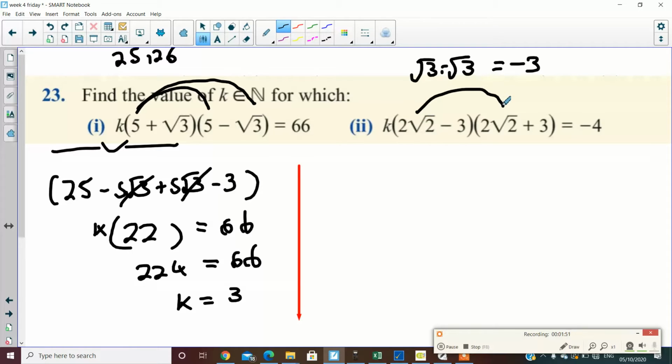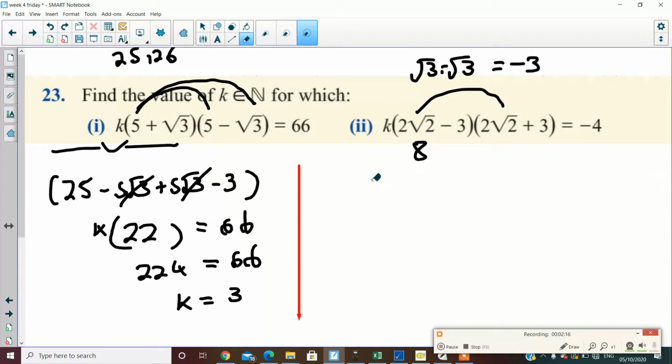Now, those of you who are here with me, what's 2 root 2 multiplied by 2 root 2, sir? So 2 root 2 multiplied by another 2 root 2. Root 2 by root 2 is 2. And 2 times 2 is 4. 4 times 2? 8, isn't it? 8. All right.